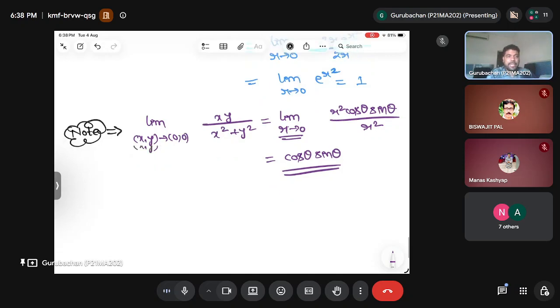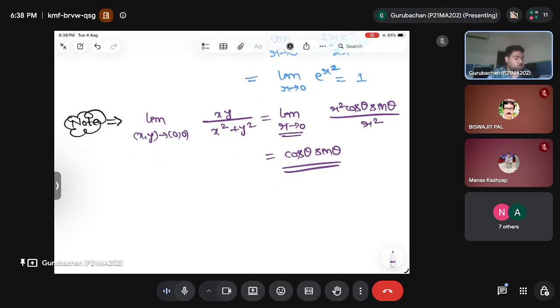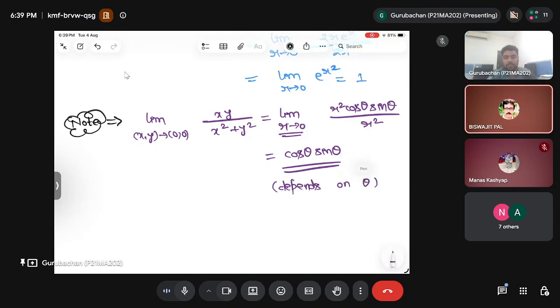So here it is depending on theta. Since it is depending on theta, the curve will obviously change whenever theta changes. So you can say that the limit does not exist in this case. Is it clear to everybody, or shall I repeat again? Yes, it is clear. The limit depends on theta. As theta changes, the value of the limit will change, so we will get more than one limit.